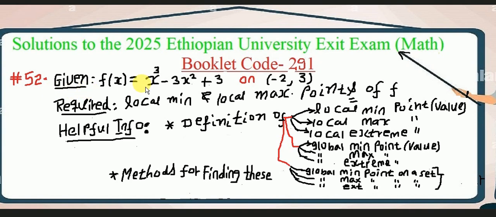Let's look at this first. We are given a function. Always, we must begin by collecting the given and the required information. We are given a function, and required are the local minimum point and local maximum point of the function. What helpful information do we need? The definition of local minimum and local maximum. Other related things are optional; you can read them. Global minimum point and global maximum point wouldn't hurt to read, but for this question it is enough to know local minimum and local maximum.